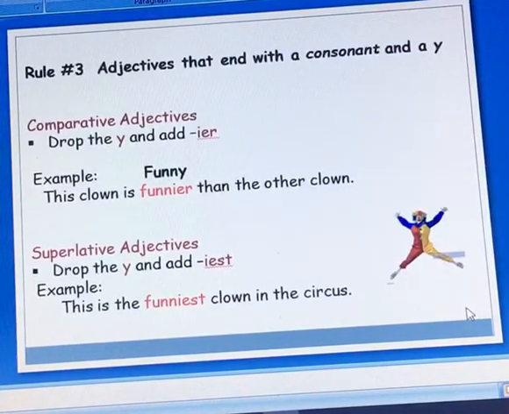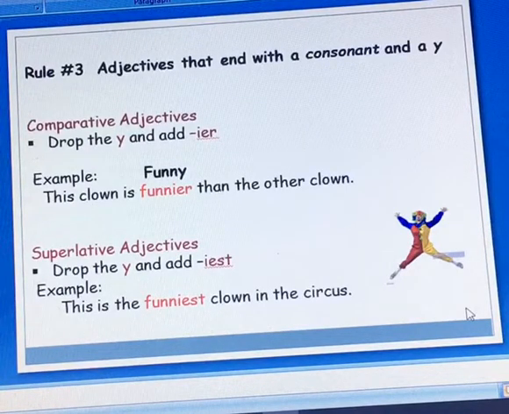Rule number 3. Adjectives that end with a consonant and a y. For comparative adjectives, drop the y and add ier. For example, funny. This clown is funnier than the other clown. Funny ends with y, so we dropped the y and we added ier.